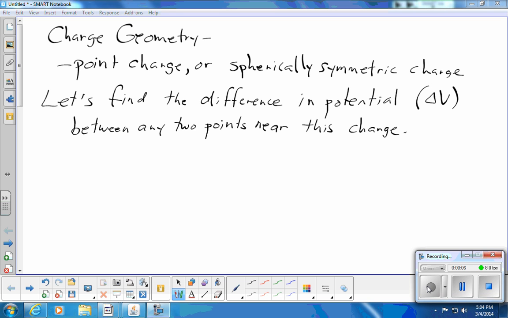We are going to do a derivation here to find the potential difference between any 2 points near a point charge or a spherically symmetrical charge distribution.